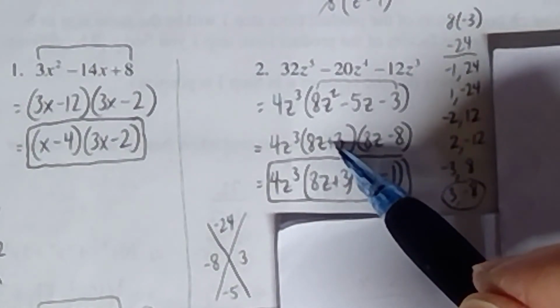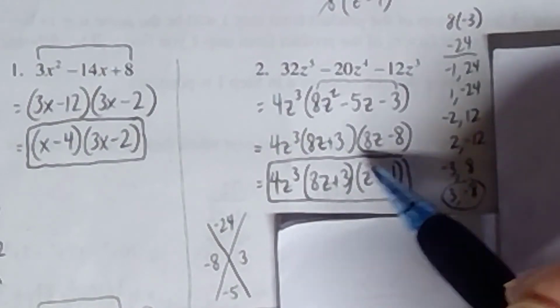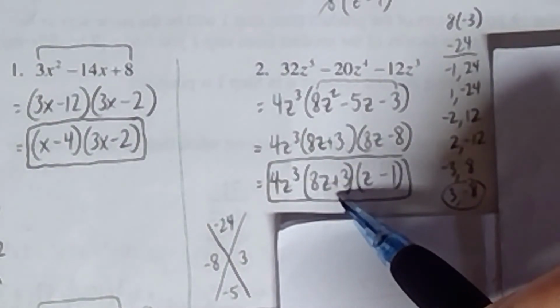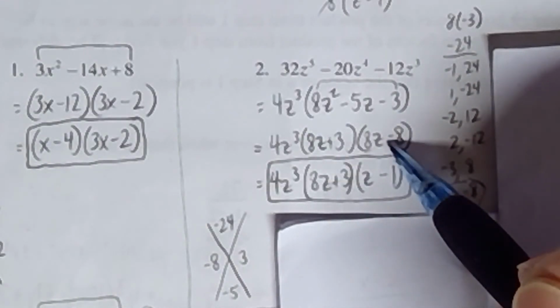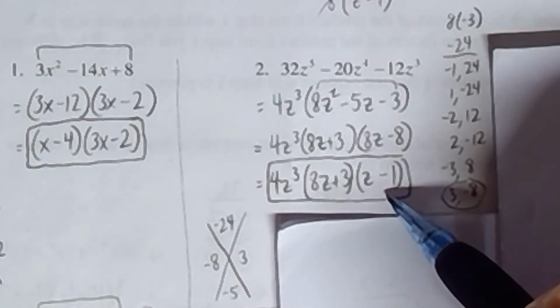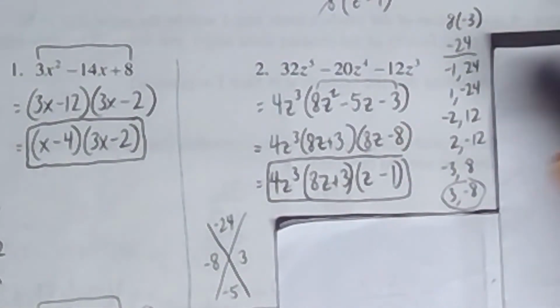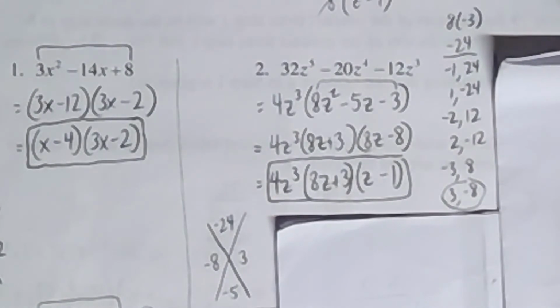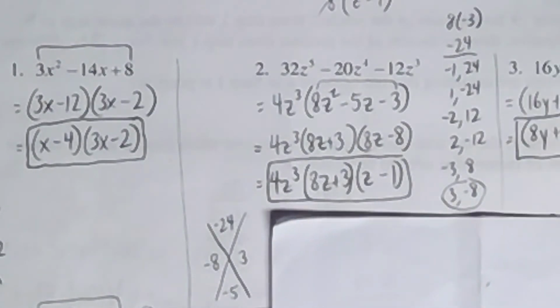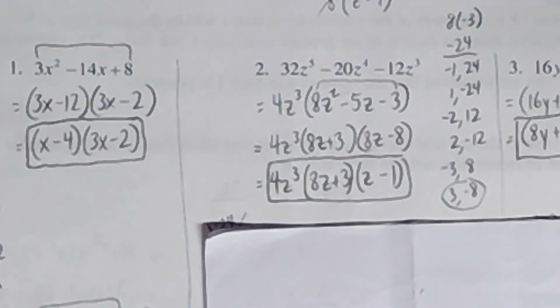But then I have to factor out the GCF out of each bracket. The first one has a GCF of 1, so that doesn't change. The second one has a GCF of 8, so it becomes z minus 1 when I factor out the 8. Okay. In number 3, I apologize here.